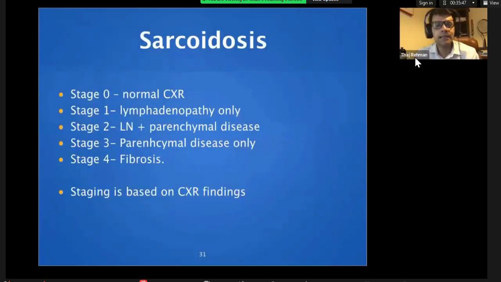Chest X-ray staging of sarcoidosis. Stage 0, normal X-ray. Stage 1, lymphadenopathy only. Stage 2, lymphadenopathy and parenchymal disease. Stage 3 is parenchymal disease only. Stage 4 is fibrosis. And staging is based on chest X-ray.